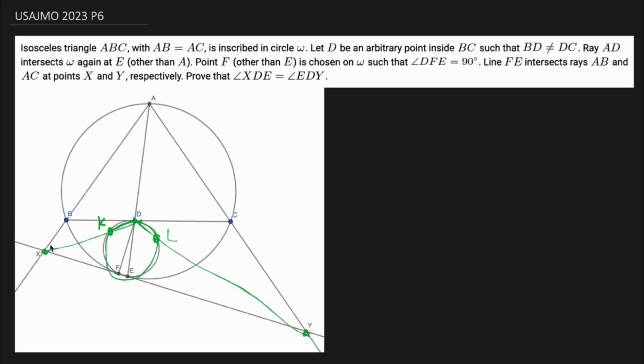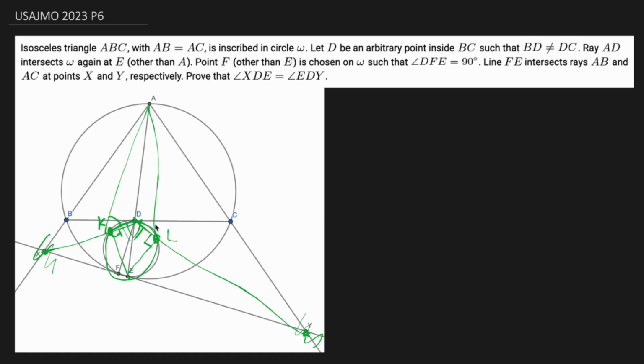And as we see here, we actually don't need X and Y anymore. We just want to prove that these 2 angles are the same. But if we look at this, since K and L both lie on this circle, these 2 are both right angles, and in order for these 2 angles to be the same, these 2 triangles, KDE and LDE, have to be absolutely congruent. Okay, so what we can do here is that let's draw this line AK and AL.